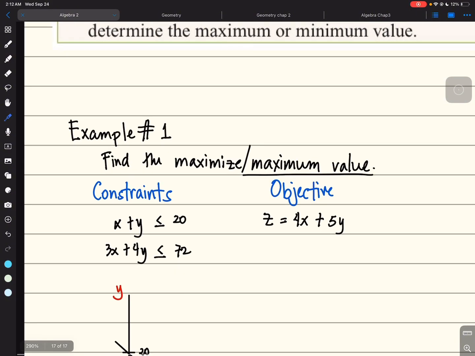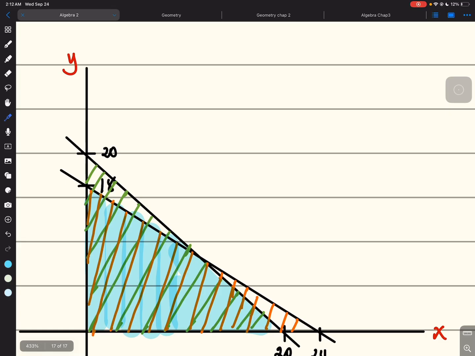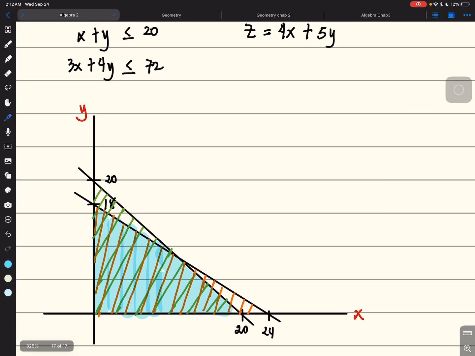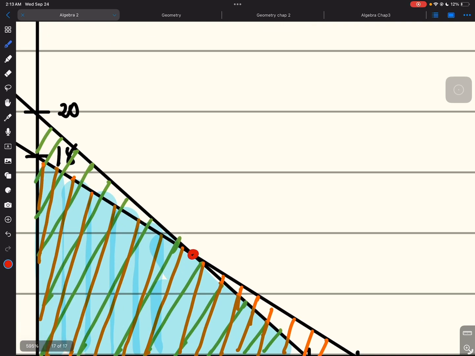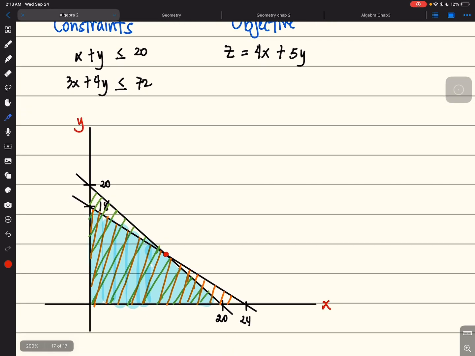If you still remember, vertices is where all lines meet, like intersect. So this is the first inequality, and then the second inequality is this one. So meaning they intersect over here. So let's use red. So they intersect over here. Now, what is the value of that vertex? If you're going to notice, there is no exact value here. So let's try to solve for the vertex.